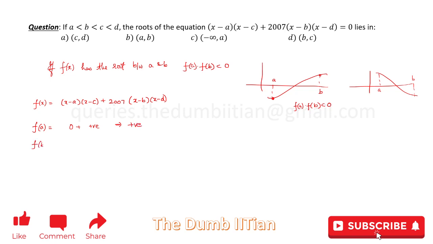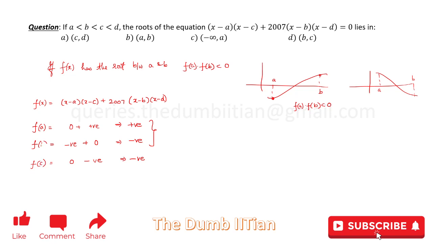For f(b), this is b - a, a positive number, b - c is a negative number, so positive into negative is negative, and this part is 0. So eventually this is going to be a negative number. So I know for a fact that there is going to be a root between a and b. What about f(c)? This part is 0, and this is a positive number times a negative number, so eventually negative.